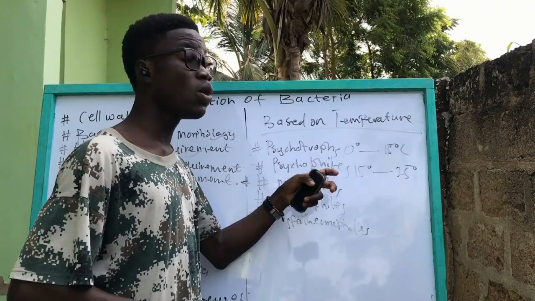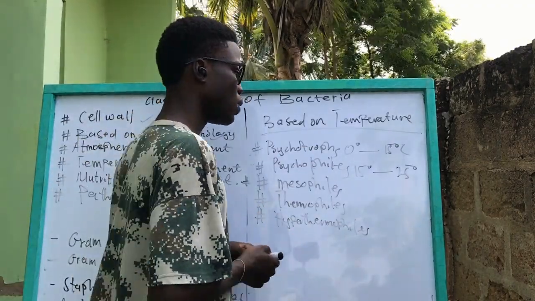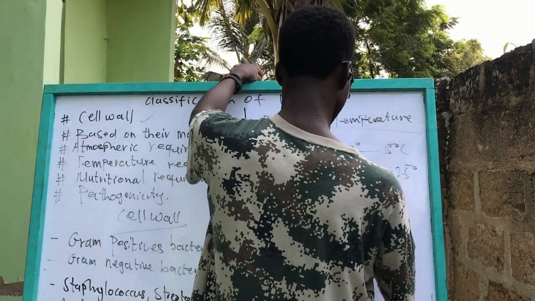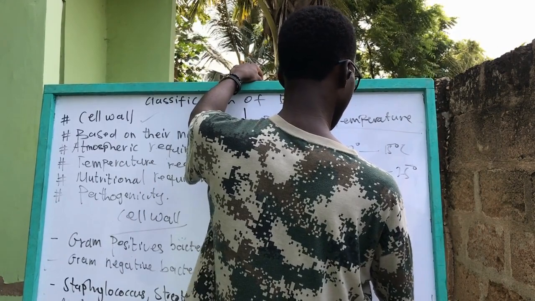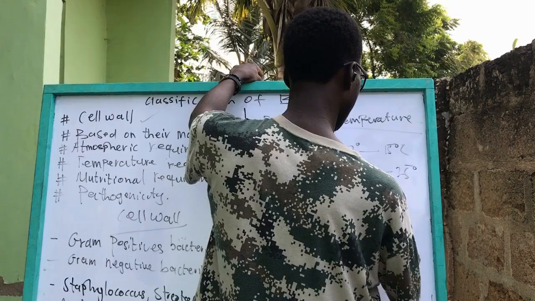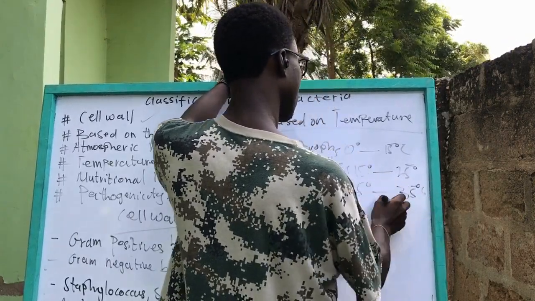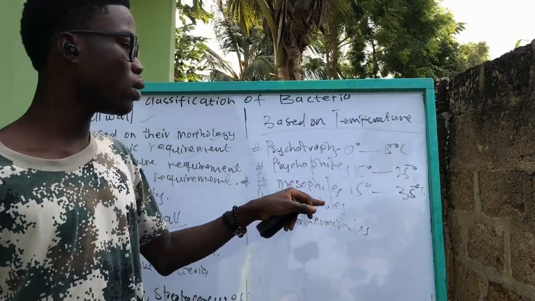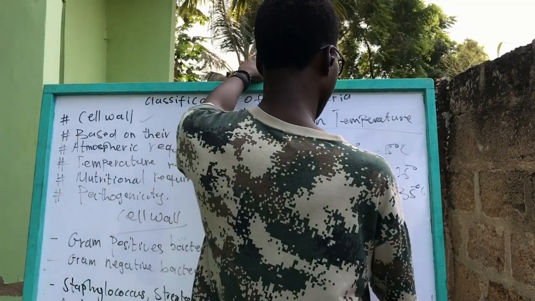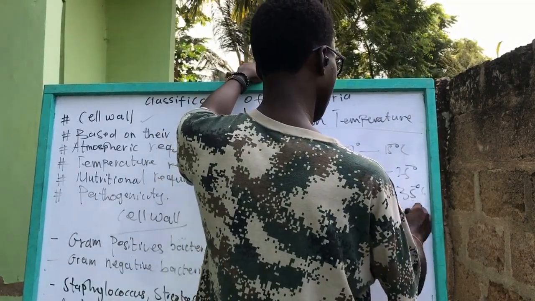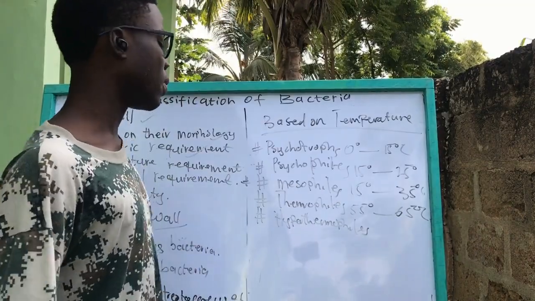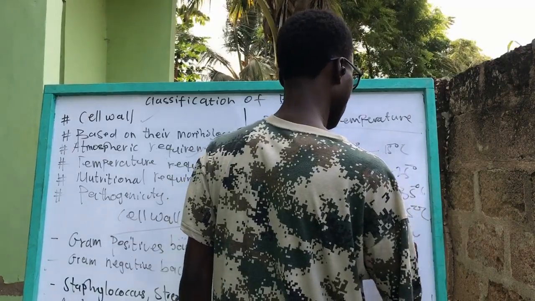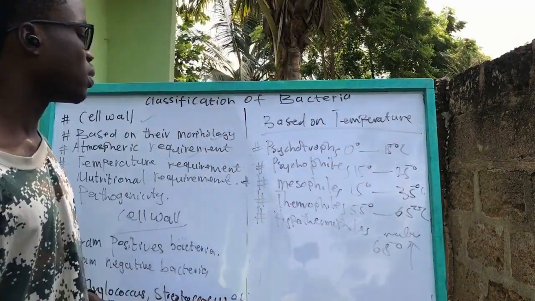And then the mesophiles, most organisms are found within the mesophiles. We can say they are about 15 degrees Celsius to 35 degrees Celsius. Then we have the thermophiles, where we are going deeper, about 55 degrees Celsius to 65 degrees Celsius. Then we have the hyperthermophiles, greater than 65 degrees Celsius.